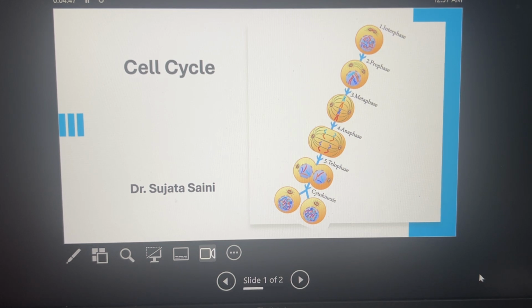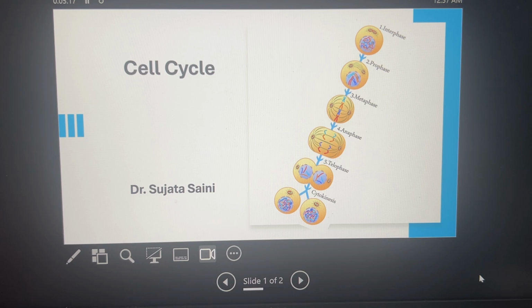Now, what is a cell cycle? A cell cycle is a series of phases that a cell goes through as it grows and divides. It consists of several key stages and is broadly segregated into two main phases: the interphase, where the cell prepares for division, and the mitotic phase, where the cell divides.